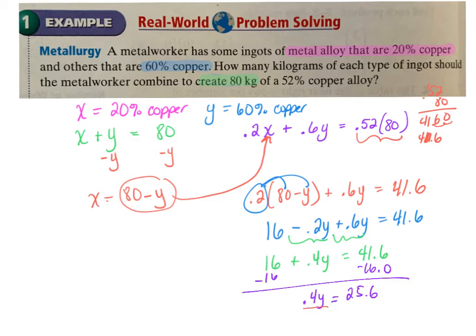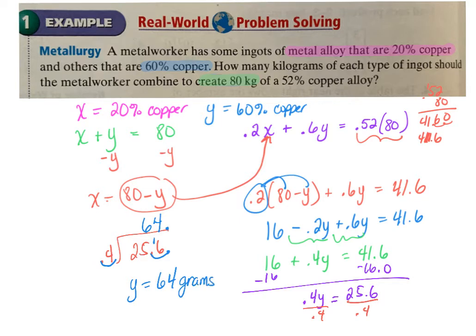My final step is to divide. Let's review dividing decimals. 25.6 divided by 0.4. What do I do? Move my decimal from the outside. If I move that one, I move this one too. The decimal goes there, right? 4 into 25 goes how many times? 6 with 1 left over. 4 into 16, 4. So my y value here is 64 grams.